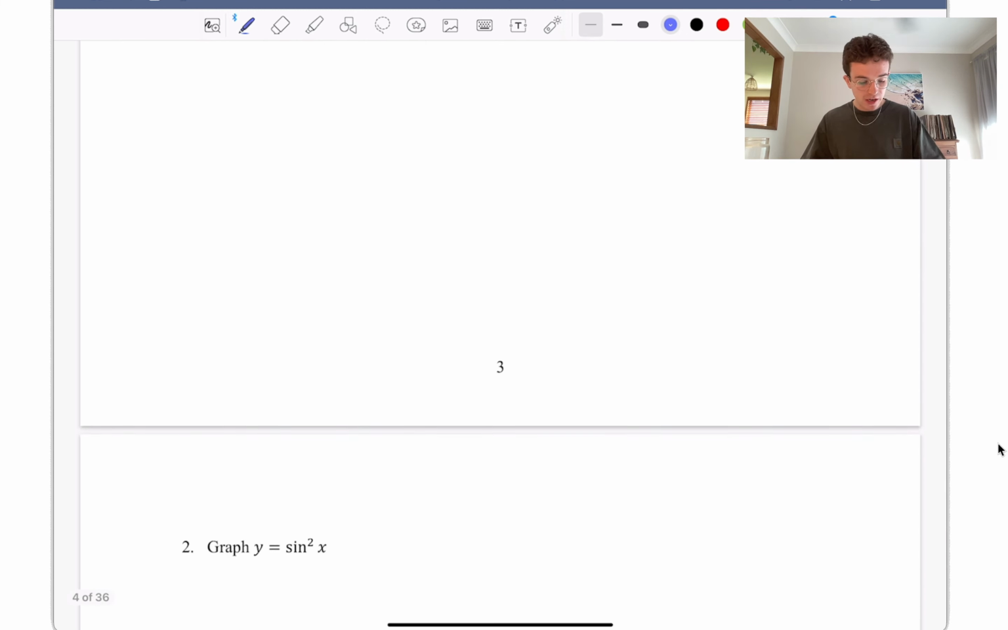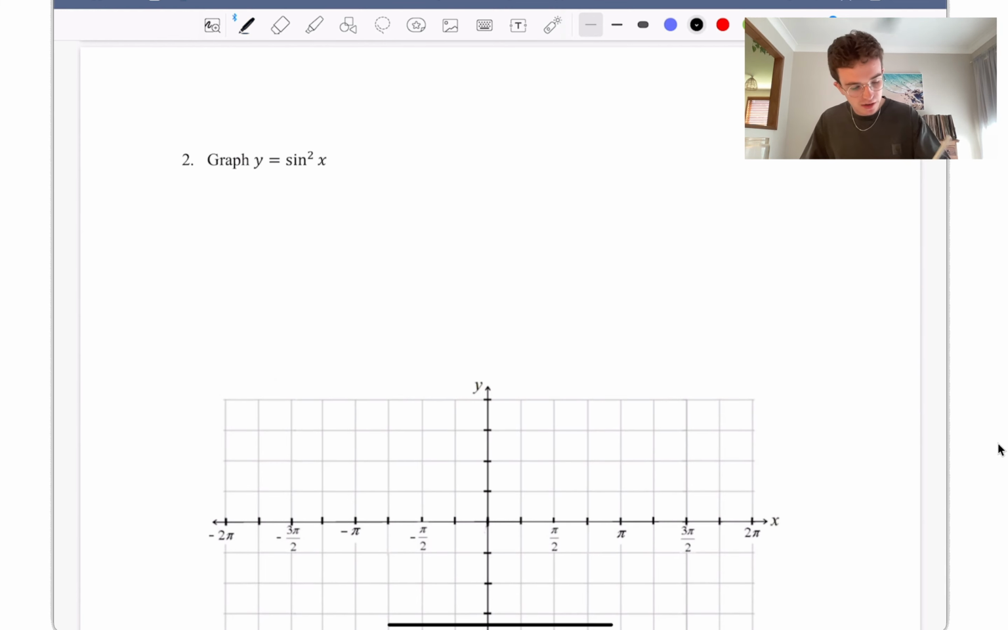Alright, we're going to do the same with, I don't know why that said sine squared of x, we're going to do the same with cos of 2x. Now, saying cos of not 2x, cos of x squared. So we're going to graph cos of x squared.